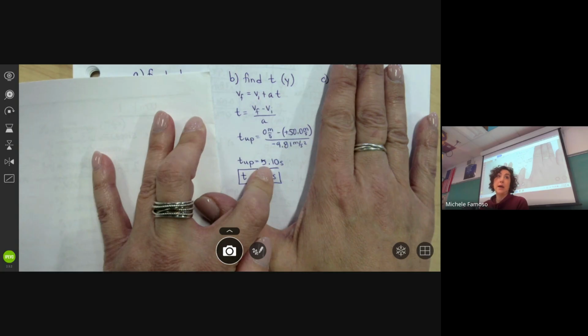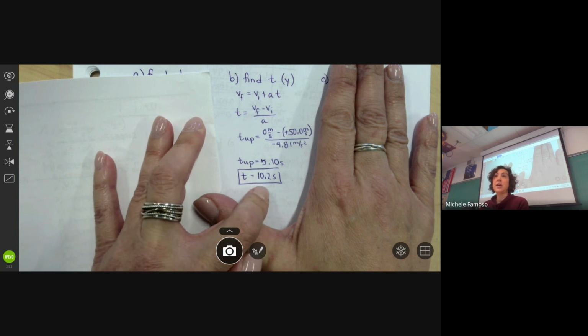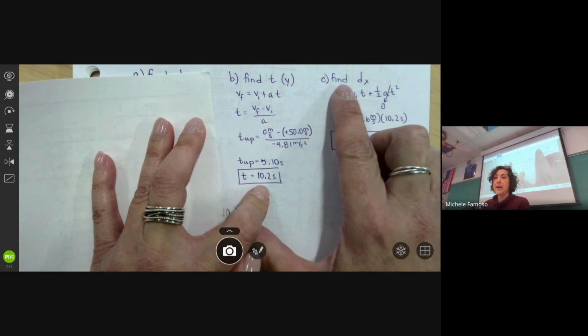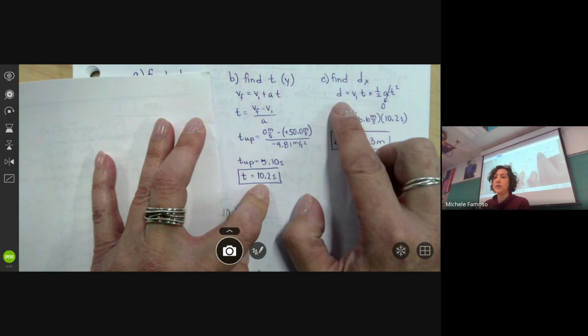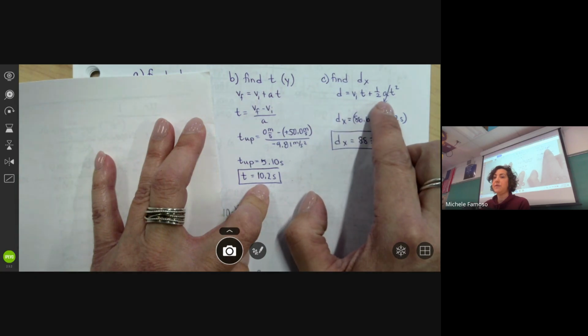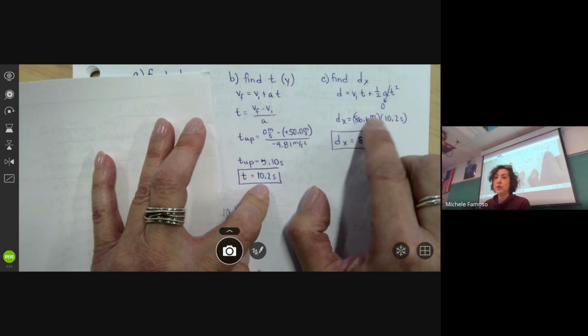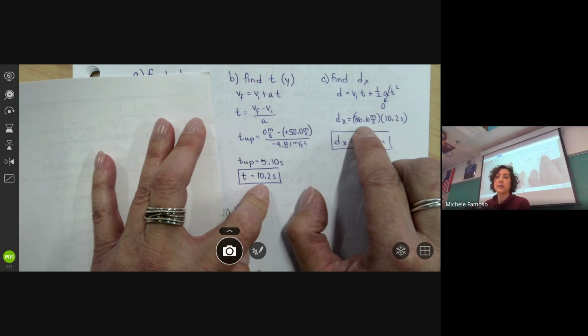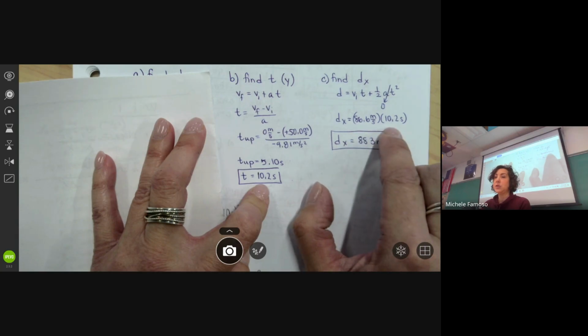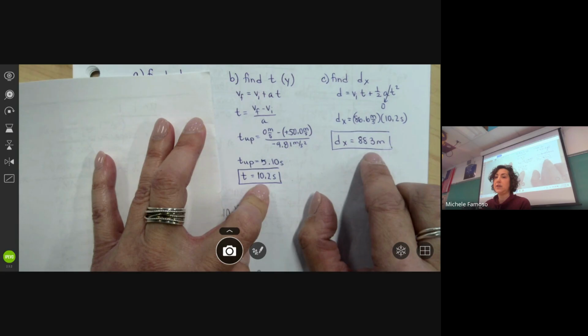Now, they want the whole time. So what do you do to that answer? Double it. Gives you 10.2 seconds for the total time. Now, you're going to do part C next. Find the range, dx, using d is VIT plus half AT squared. In the x direction, the A is 0. So you're just doing 86.6 meters per second times the total time of 10.2 seconds to give you 883 meters.